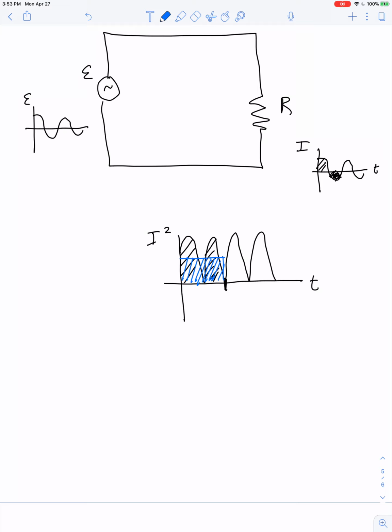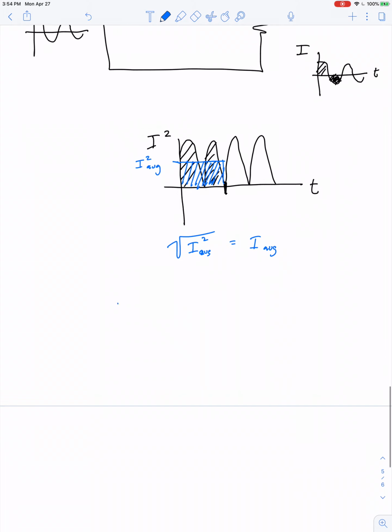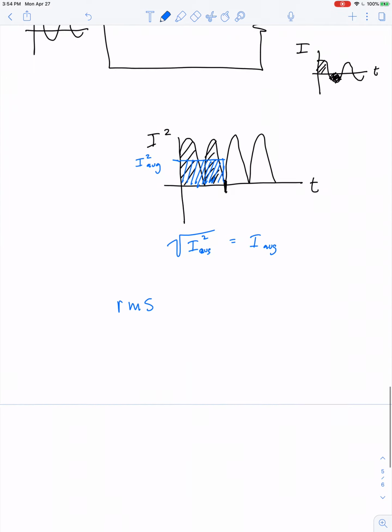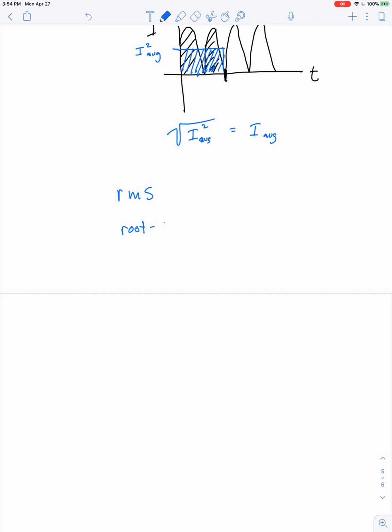Of course, in the end, we're going to have to take the square root of that, because whatever this value is, let's call it I squared average. So we have to take the square root of the average value squared in order to get the average value. And so this is referred to as the RMS value. It's not RAV for rectified average value, it's RMS for the root mean square value, meaning the square root of the average or mean value of this graph.